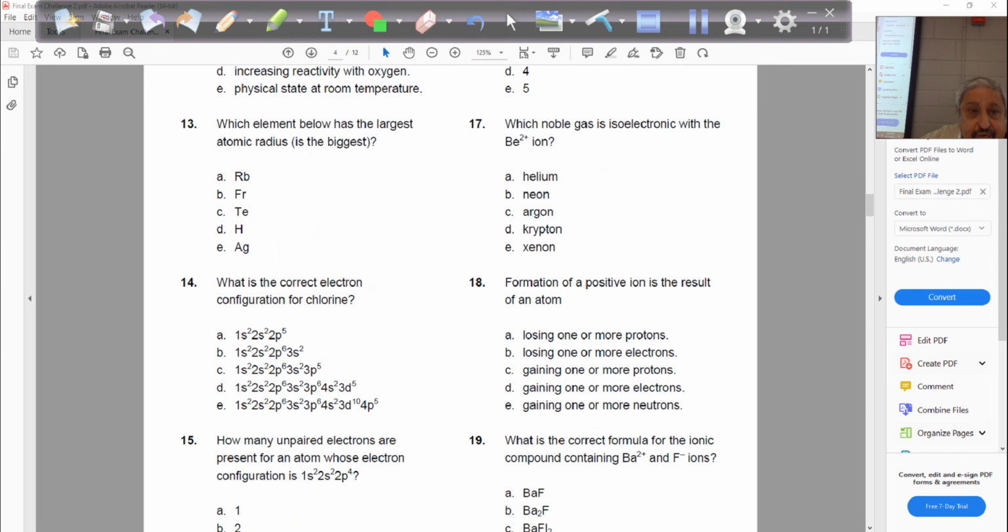Which element below has the largest atomic radius, is the biggest? Rubidium, francium, tellurium, hydrogen, and silver. What do you think? Which one has the largest? How can I tell this is the largest or not? Come on, guys, don't let me down. The larger the atomic number, the larger the what? The element in the periodic table, correct?